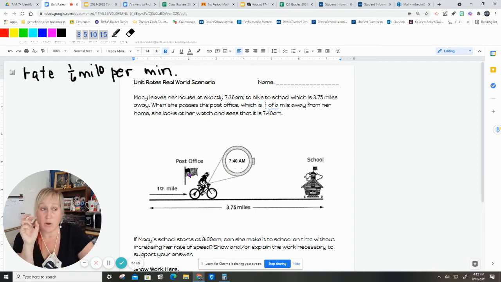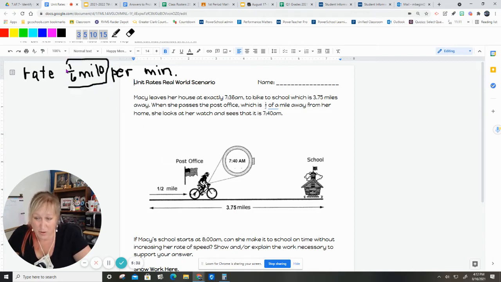All right, so hopefully you guys have come up with a way to solve this, but there's two ways that I can think of. Well, she's got to go 3.75 miles, and if I know that she goes a sixth of a mile per minute, I can take how long she had. So she had this much time to ride her bike. So I would do 8 o'clock minus the 7:36 and have to figure out how many minutes she had.